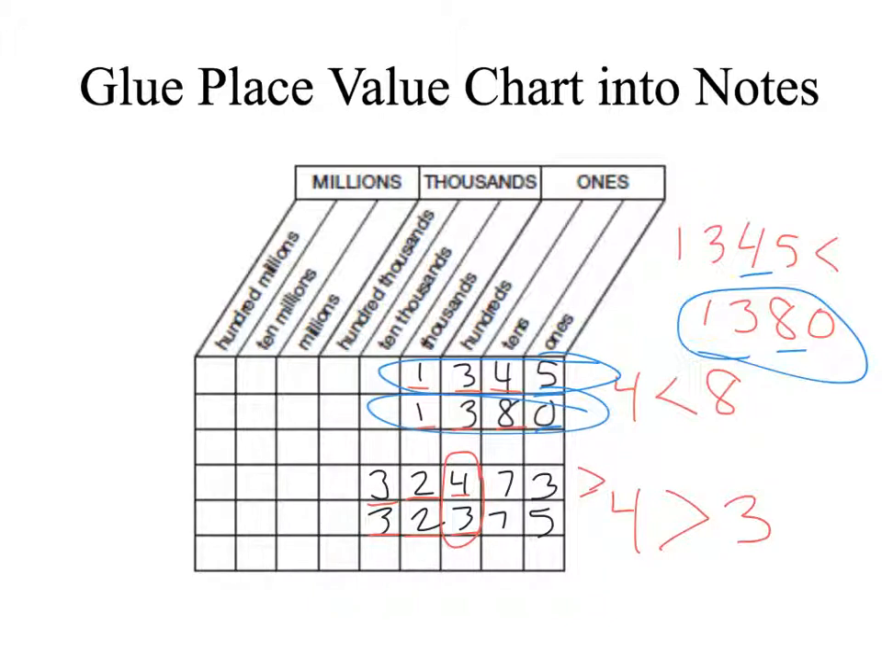Again, if we had started in the ones place, we would have seen a 3 and a 5, and we would have noticed that the 5 is larger than 3. And then we would have said that 32,375 was larger, when actually 32,473 is larger. So it's very important that you first take a look at the largest place value spot and then move your way down, and do not look at the ones place first.